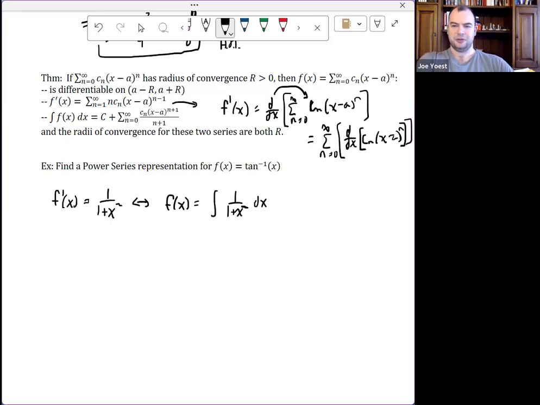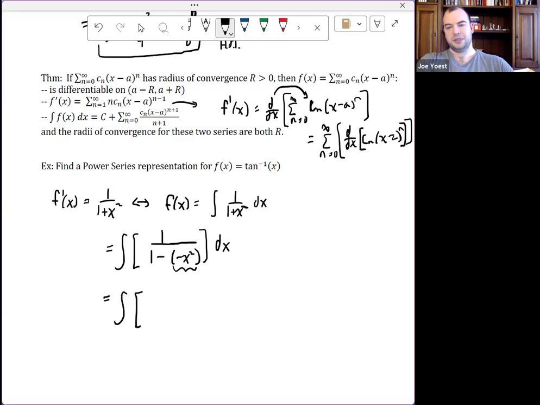But okay, so 1 over 1 plus x squared, that's 1 over 1 minus a negative x squared. I didn't do any calculus here, just made that plus into a minus a negative. And this I see as 1 over 1 minus something. Well, this becomes the integral of the sum, n equals 0 to infinity, since 1 over 1 minus something turns into something to the n power.